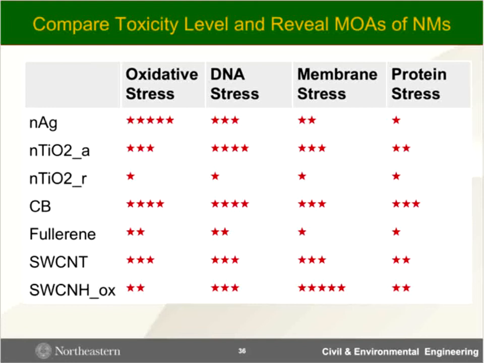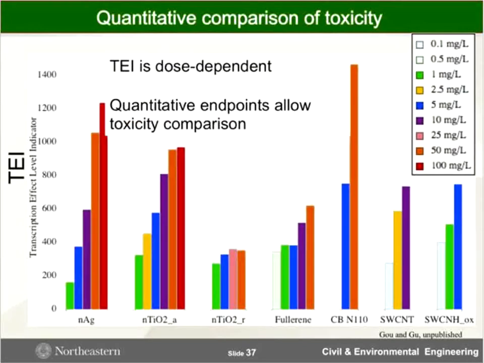Now you can not only glance at it and see, for example, that nano silver caused the highest level of oxidative stress. That is its most signature effect, although directly or indirectly it also leads to somewhat of a protein stress and membrane stress. If you look at carbon black, for example, it's really toxic for both DNA and oxidative stress damage. And if you look at oxidized single wall carbon nanotube, it causes the most membrane stress. So it can give you that kind of semi-quantitative comparison among different materials, not only what type of potential toxicity they have, but also a quantitative comparison.